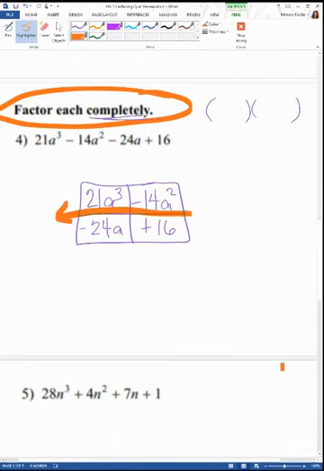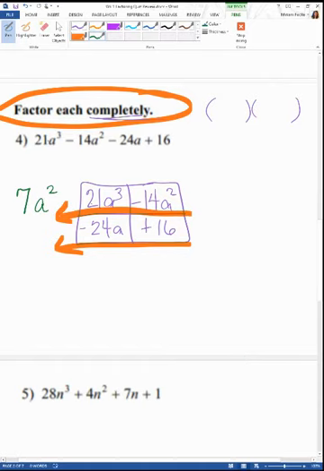And let's go to the left first. If I look at 21a cubed and negative 14a squared, and I ask myself, what do they have in common, the greatest common factor, I will recognize that it's 7. If I'm looking at the exponents for my variables, the smallest exponent is 2, so my a value will be a squared. Now, if I go to my next row, I look at the numbers 24 and 16, and I recognize out of the 2, there's an 8.